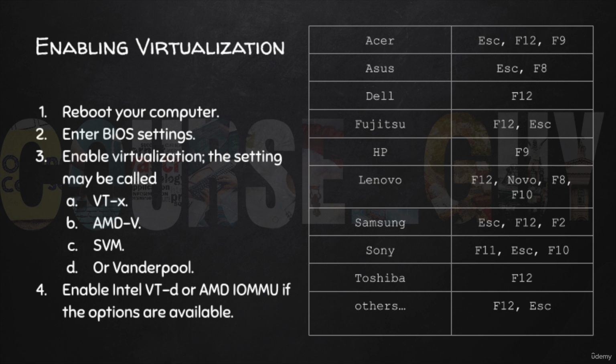Entering the BIOS settings varies depending on the computer that you have and depending on the motherboard. On the right here, I have a table of the most common computers along with the buttons that you need to press in order to enter the BIOS settings. So as soon as you turn on the computer or restart it, you'll need to press the button relevant to your computer in here in order to enter the BIOS settings. Once you're there, you want to make sure you enable virtualization. So let me show you how to do this on a real computer.